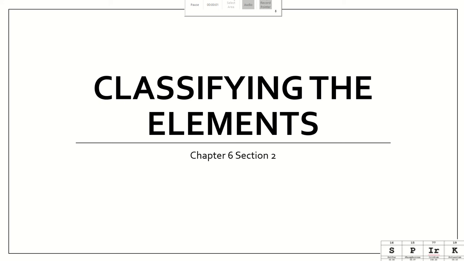Hi all, here we will quickly review the periodic table and classifying the elements. Remember that the periodic table is arranged in a very specific way. It's not just that shape just for fun.